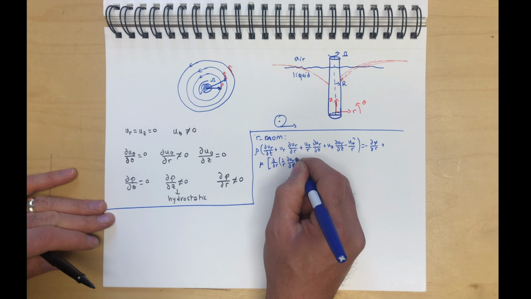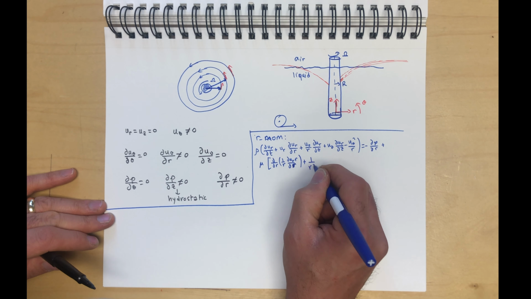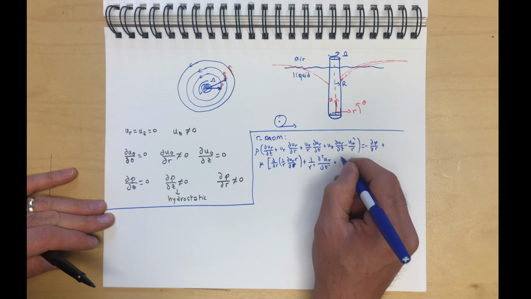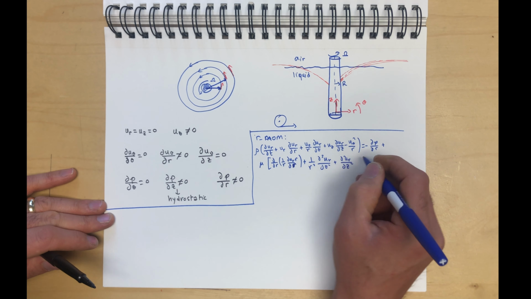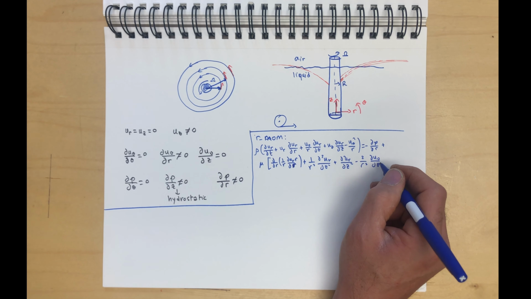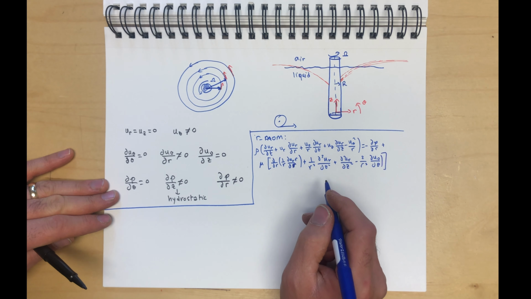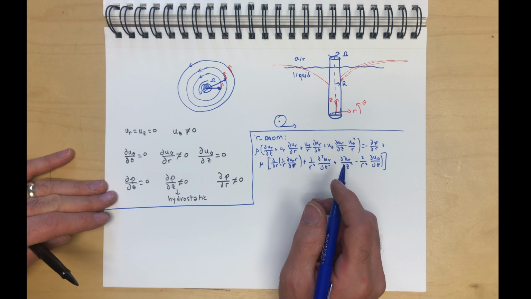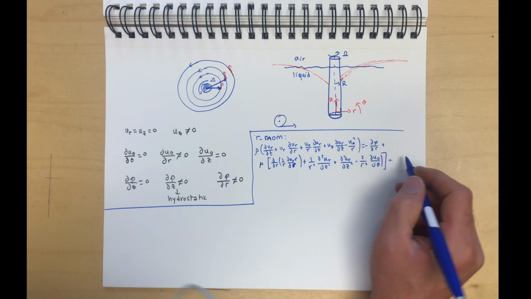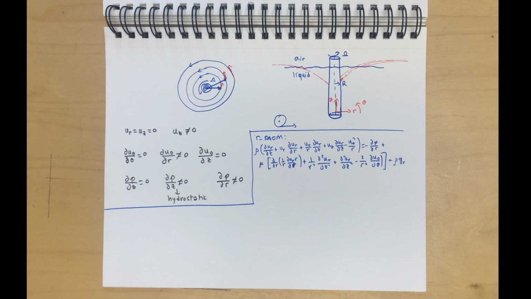d by dr of r u_r, plus 1 over r squared d2 u_r by d theta squared plus d2 u_r by dz squared minus 2 over r squared du theta by d theta. I think there's a mistake over here. Plus rho g_r.